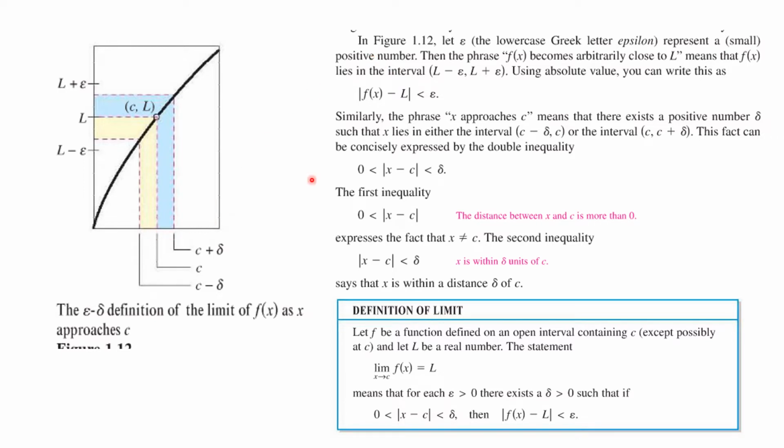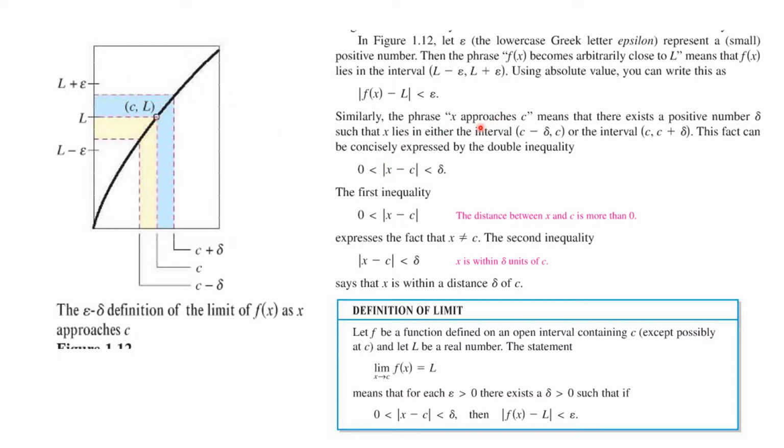So in this figure over here, we let epsilon, the lowercase Greek letter epsilon, which looks like an E, represent a small positive number. And so we're at L, we go up to L plus epsilon and down to L minus epsilon. If I wanted to describe that interval using absolute values, I would say the absolute value of f of x, which is this graph right here, minus L is less than epsilon. That means f of x is within epsilon of L.